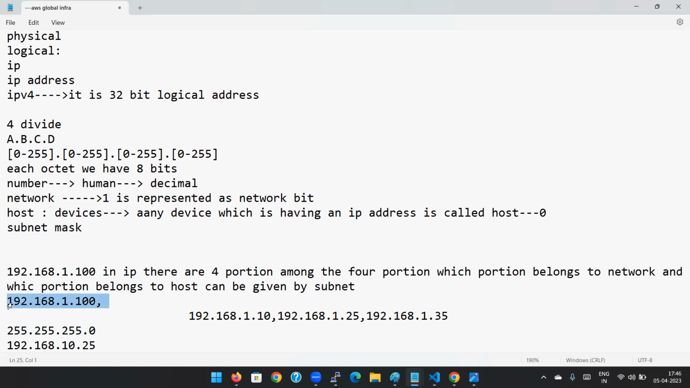So the subnet mask is not a part of the IP address. It helps the IP address by telling which portion belongs to the network portion and which portion belongs to the host portion. That is the main work of your subnet mask. Apart from this, the subnet mask is not included in your IP address. Its only work is to differentiate the network and host portions. Apart from that, it doesn't have any other work.